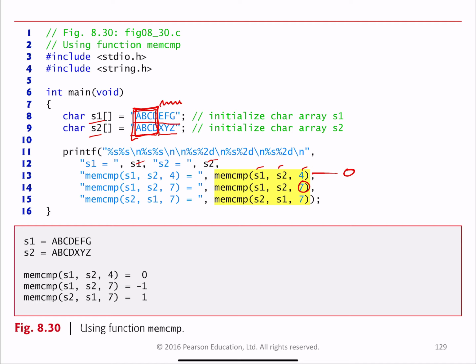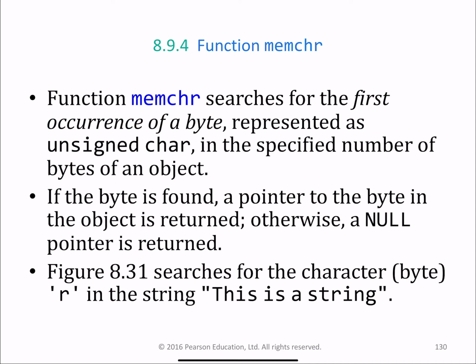So compare S1 to S2. The answer should be -1, because S1, the first argument, is the string that comes first in the alphabetical ordering. So the result will be -1. Swap the order of the 2 arguments, and we should get +1. And that's what you get in the output. So this is again almost identical to the string compare functions we saw earlier.